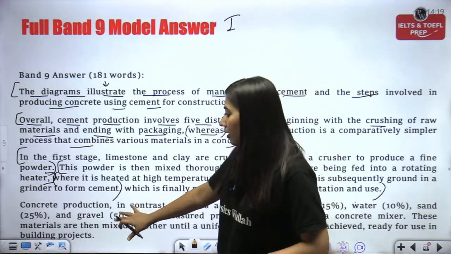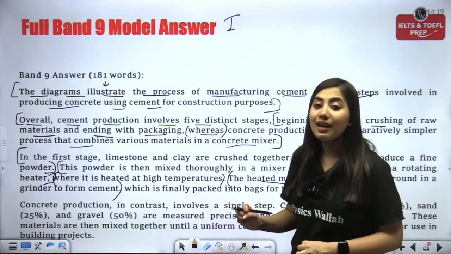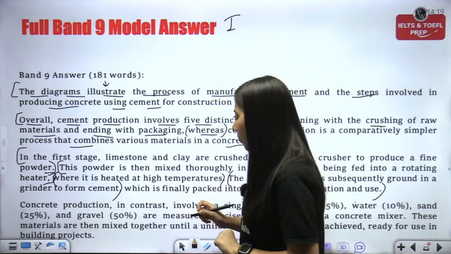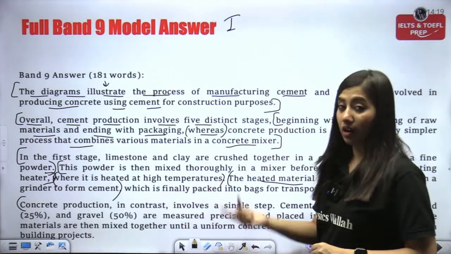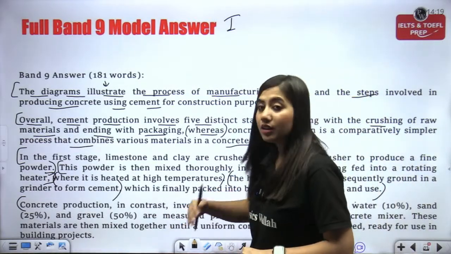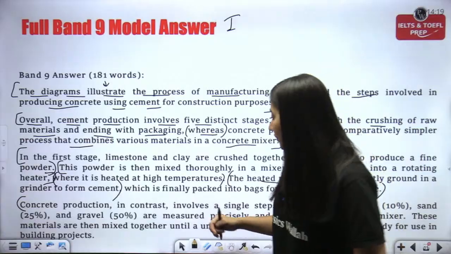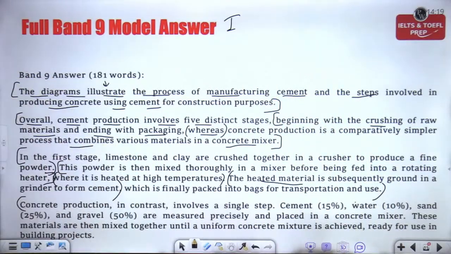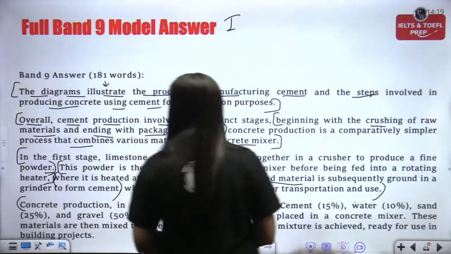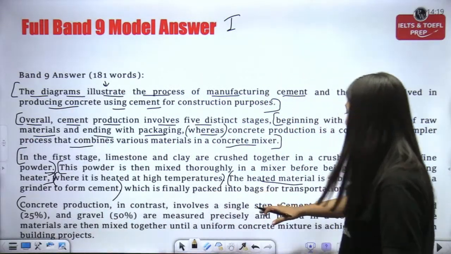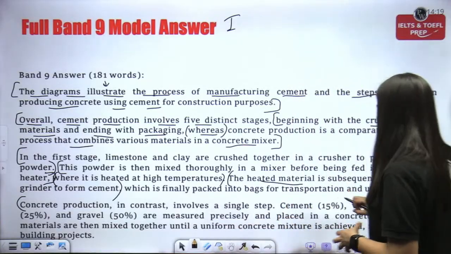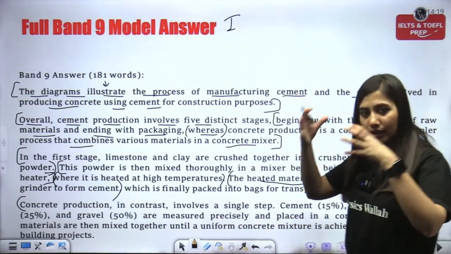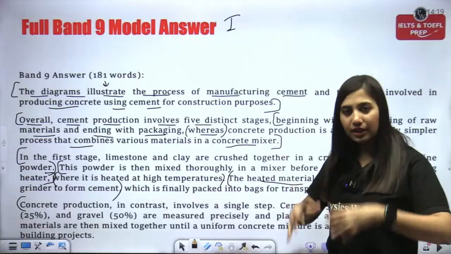Now let's quickly come on to the second figure. What's that? It's concrete production. So concrete production, in contrast, and now in contrast is coming, which is again showing us the contrast of something, right? Concrete production, in contrast, involves a single step. It's a single-step process. Understood? It's a single-step process in which we just put everything in one place.